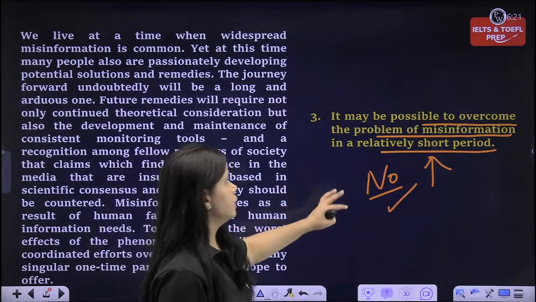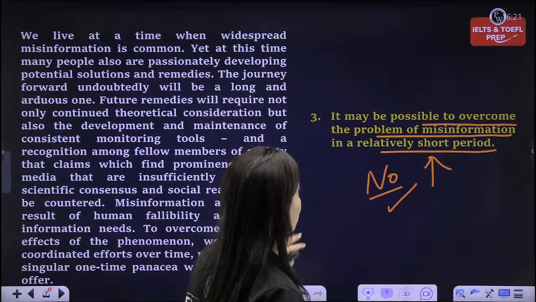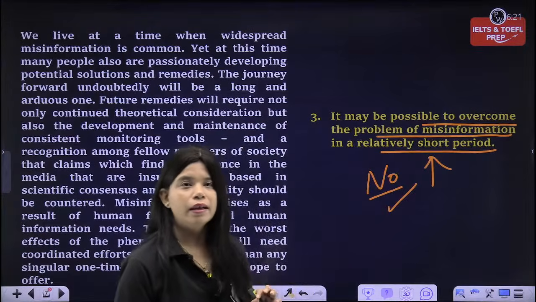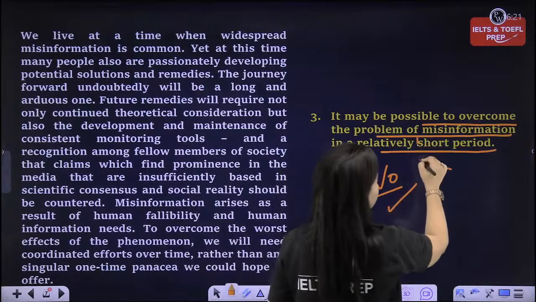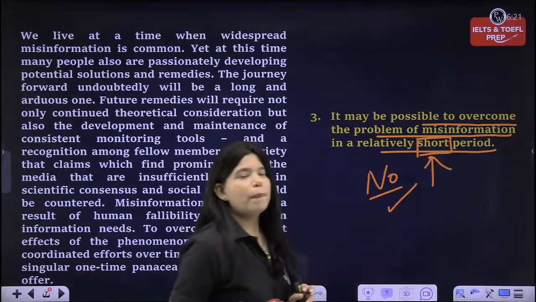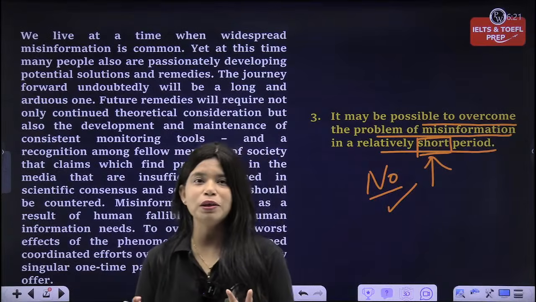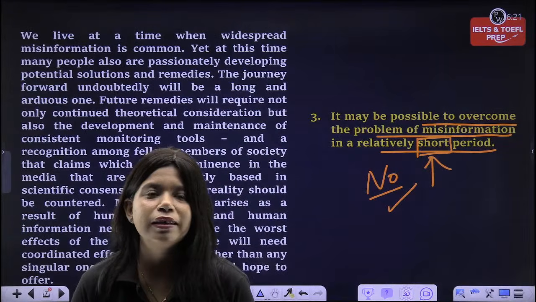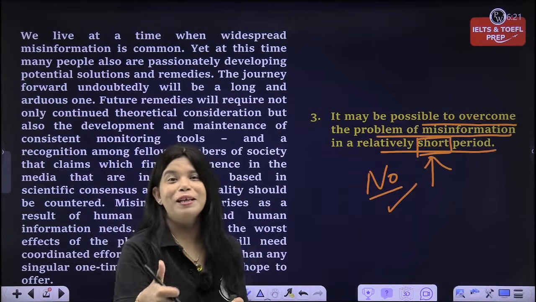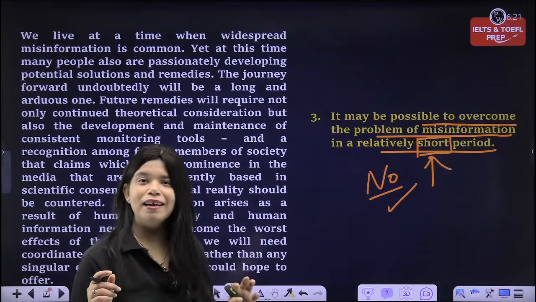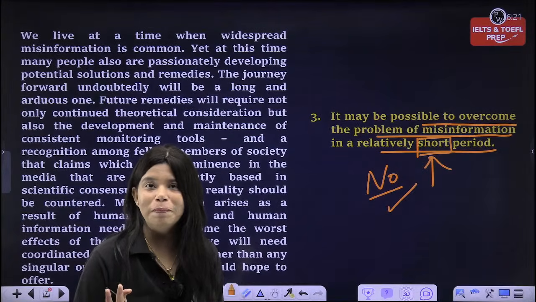So the question says it may be possible to overcome the problem of misinformation in a relatively short period. The answer is no because of this word short. The passage says that it's going to take some time. It's not going to happen in a short period. Suleiman, yes, absolutely. You are also correct, but no, not false. Okay. So let's understand where they are saying that it will take a long period, not a short period.